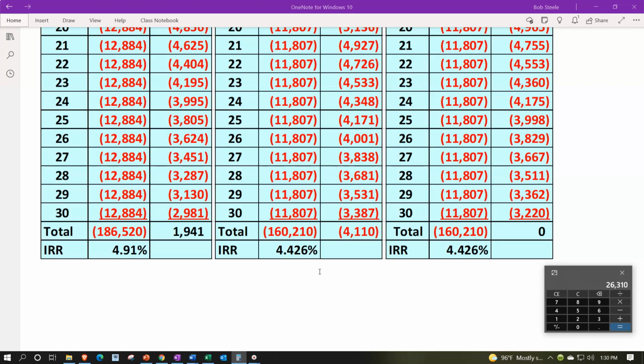Remember, we do work this problem in Excel if you want to work it through Excel, or if you just want to use the Excel worksheet to use that for your purposes, for your decision-making processes. Take a look at it.